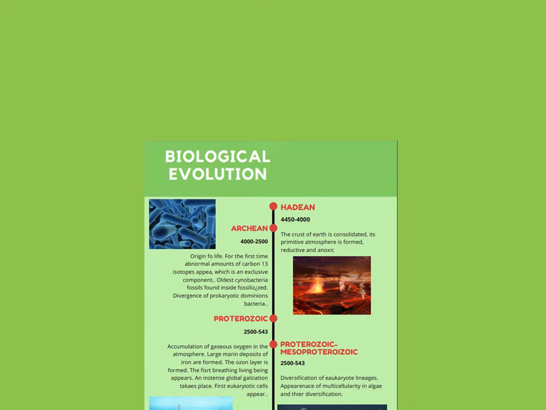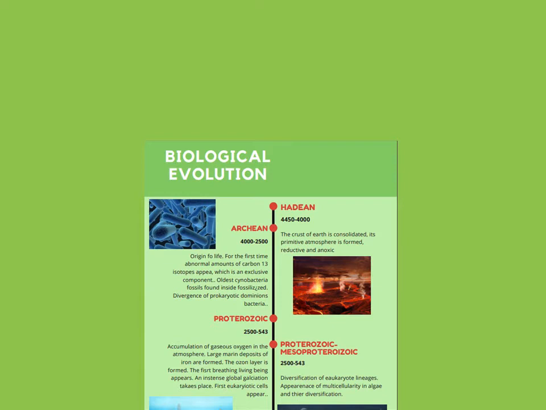The third stage was the Proterozoic, and the accumulation of gaseous oxygen in the atmosphere. Large marine deposits of iron are formed, and the ozone layer is formed. This means that oxygen in the atmosphere starts to be produced, and the first breathing organisms appear.